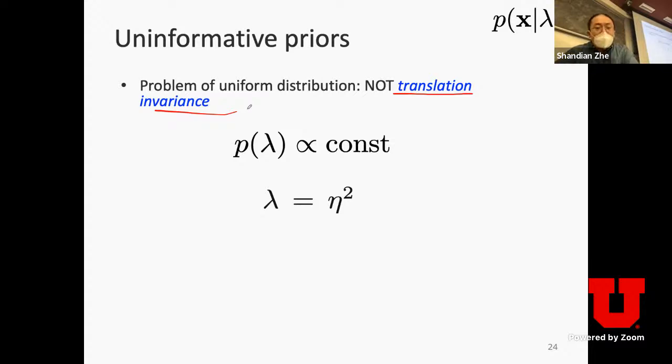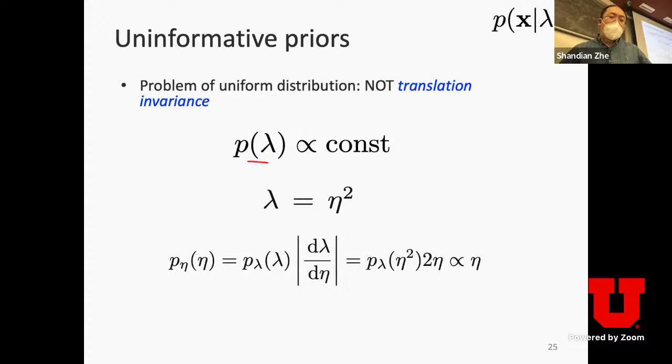So what does translation invariance mean? Suppose you define such a uniform prior for lambda, which is proportional to a constant. Now if I make some kind of transformation over lambda, say I define lambda equals eta squared, and I want to look at the prior over eta, will the prior of eta be uninformative as well? It's actually not. We can verify this.